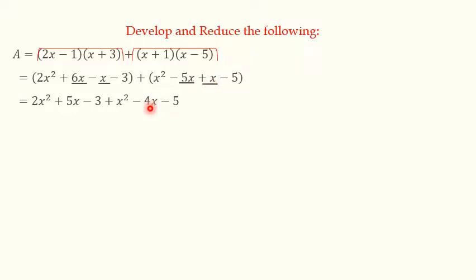Okay? Now what do we have here? We have 2x squared plus x squared. x squared is the unknown. We have 2 unknowns plus 1 unknown, so it's 3 unknowns. So 2x squared plus x squared is written as 3x squared. Then we have plus 5x minus 4x. 5 minus 4 is 1, so I'm talking about 1x. I can write it directly as x. And here we have minus 3 minus 5. The result is minus 8.